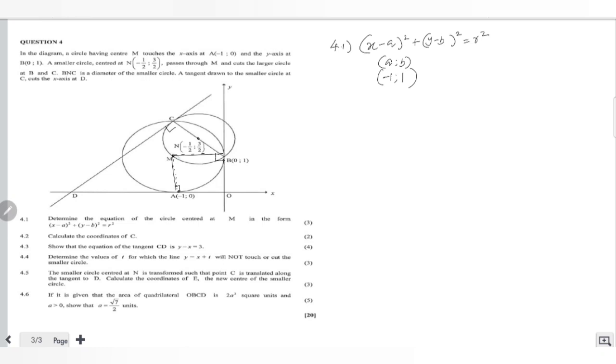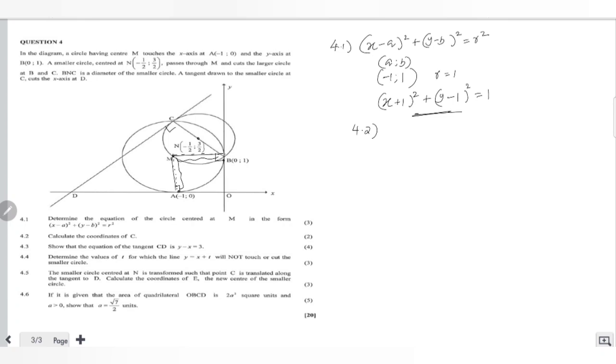Now what is the radius? The radius is the distance of this line, which is how many units? Only 1 unit, isn't it? So the radius is 1, or we can use the distance formula to find the radius. So r is equal to 1 unit. The radius is always positive. Now we can write the equation: x minus a is x plus 1. So (x + 1) all squared plus (y minus 1) all squared is equal to r squared, 1 squared, that is 1. So this is the answer to the first question, a 3 marks question. I hope you understood that. We can go to question number 4.2.